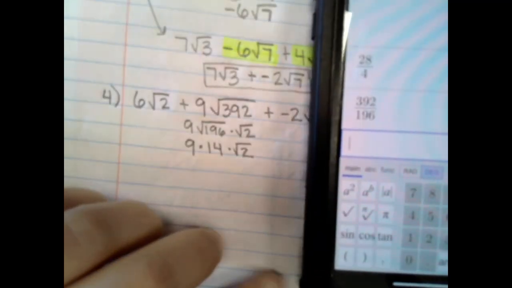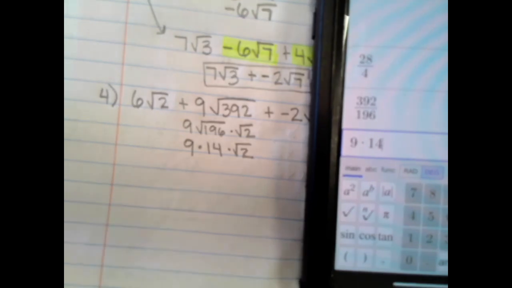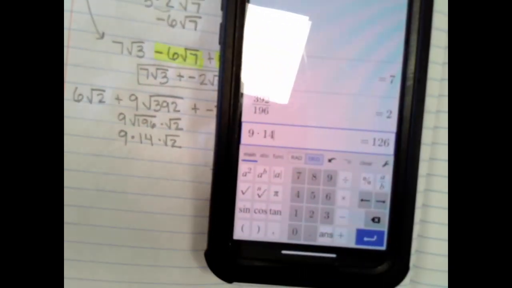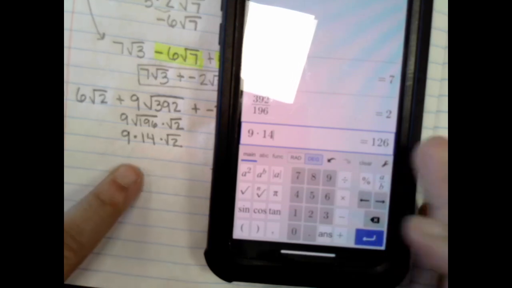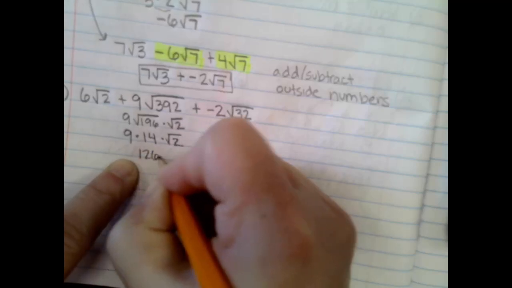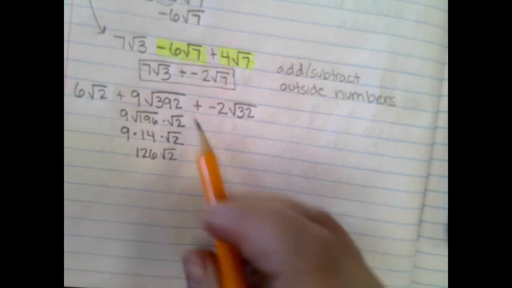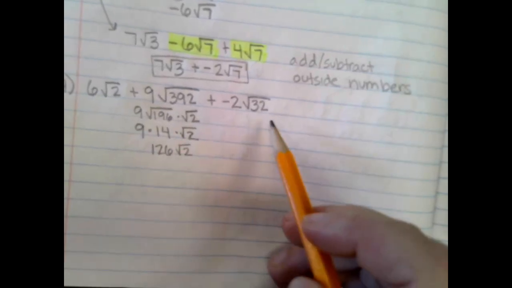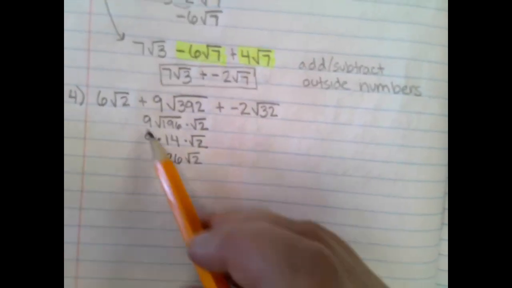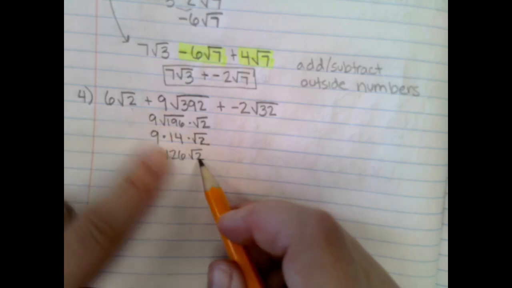I don't know that answer. 9 times 14. I suppose you could do 10 times 14 is 140. And let's subtract 14. We get 126. So 126 square root of 2. All right, before we keep going, we do need to double check if we can simplify other square roots. We can't simplify square root of 2. Now we have square root of 2, so we're done.